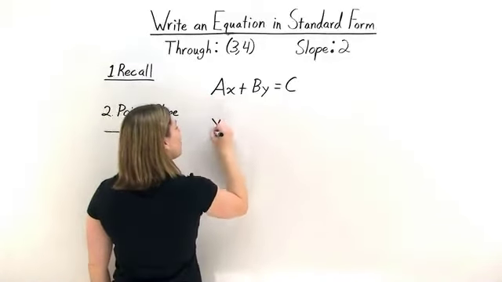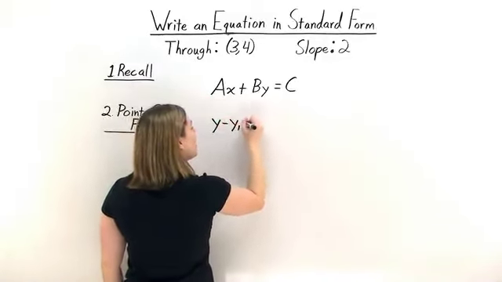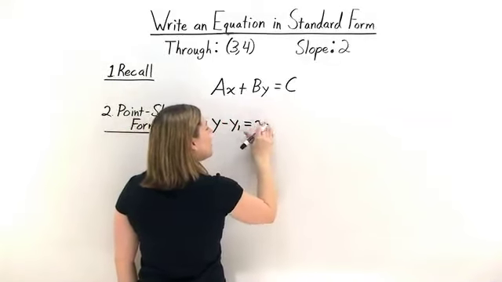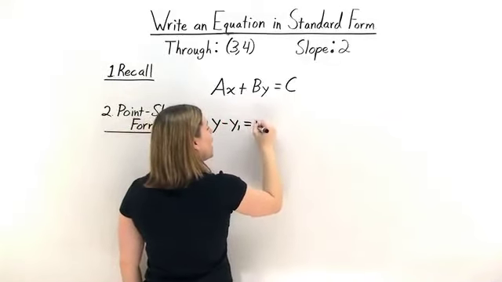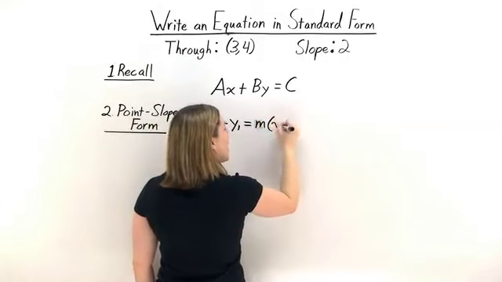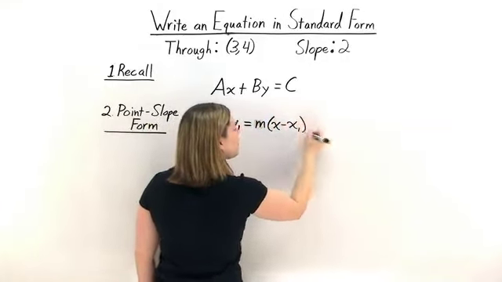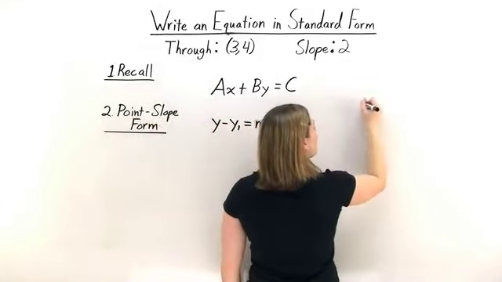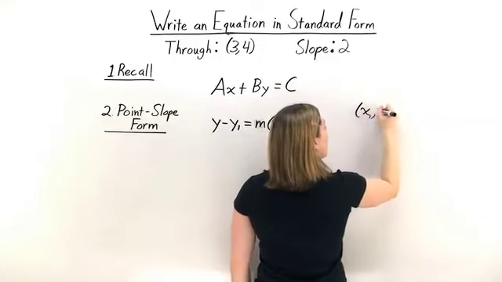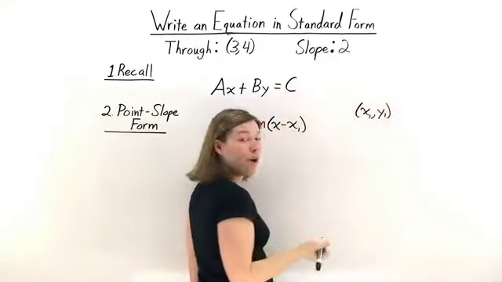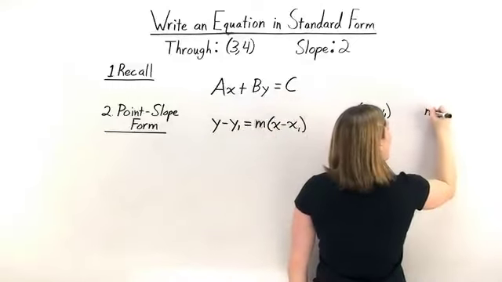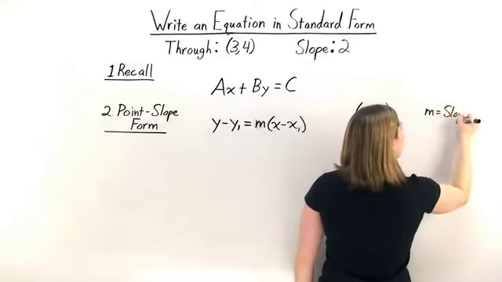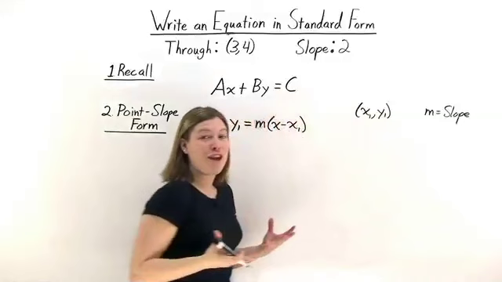Point slope form of a line is another way that we can write an equation of a line. It looks like this. We have y minus y sub 1 equals m times x minus x sub 1. In this form, (x sub 1, y sub 1) is a point on our line, and m is the slope of the line.